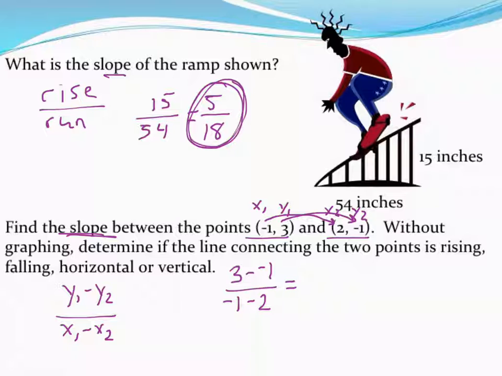So along the top, 3 minus negative 1 is just a positive 4. Be careful with those subtracting negatives. Negative 1 minus 2 is the same as negative 1 plus negative 2. So a negative 3 on the bottom. Can't simplify that fraction, so I would say that's my slope, 4 over negative 3.